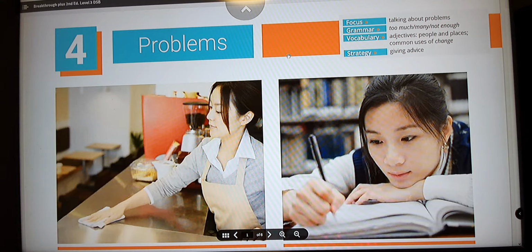Notice the top right corner. The focus in this unit is talking about problems. The grammar we will look at is using the expressions too much, too many, and not enough.